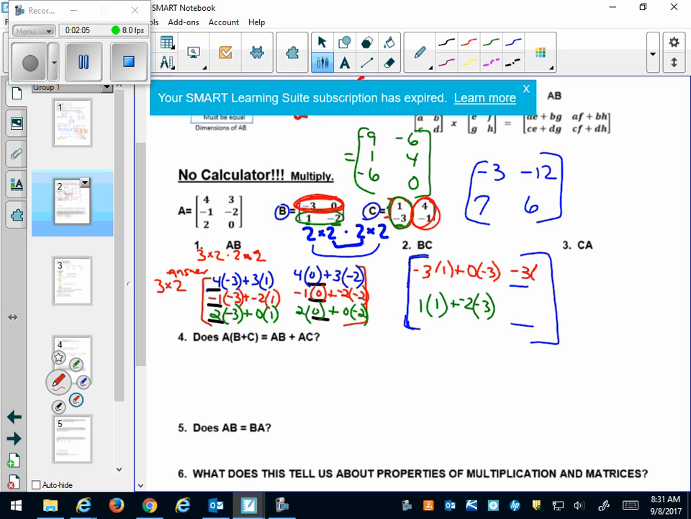It's going to be -3 times 4 plus 0 times -1. Bottom rights, we're going to do the bottoms, 1 times 4 plus -2 times -1. And that's how we get our answer right here. Because -3 plus 0 is -3, 1 plus 6 is 7, -12 plus 0 is -12, and then 4 plus 2 is 6.